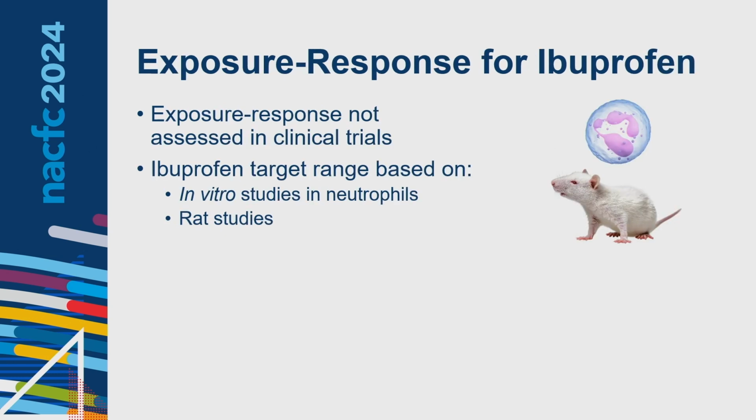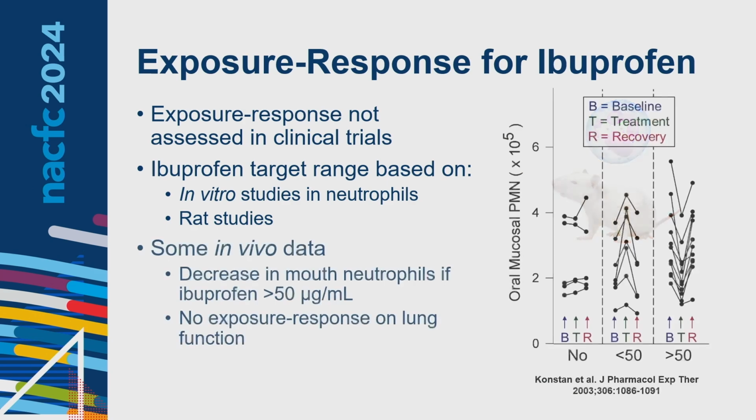Now, one of the challenges here is, well, where did that exposure threshold come from? Well, it did not come from early phase 1, phase 2 trials. It actually was based on in vitro studies and neutrophils and animal models and other data like that. Now, subsequent to the clinical trial, there have been some in vivo studies suggesting that 50 micrograms per mil is the right therapeutic target, but they're not lung function studies.